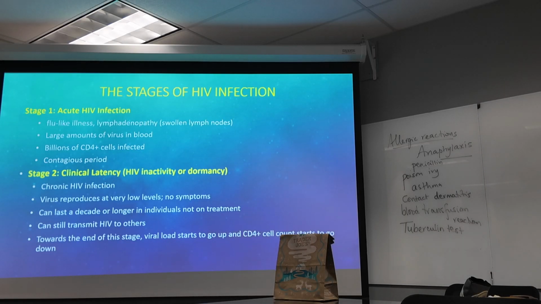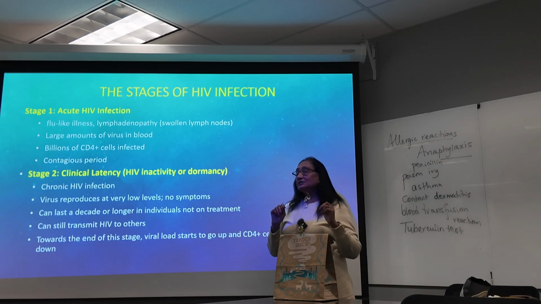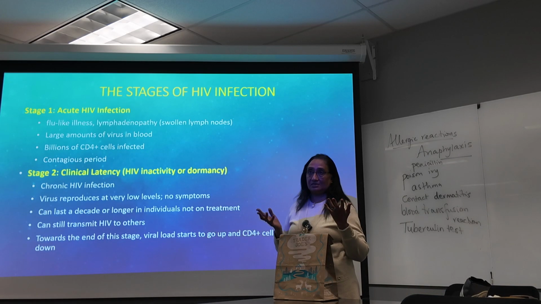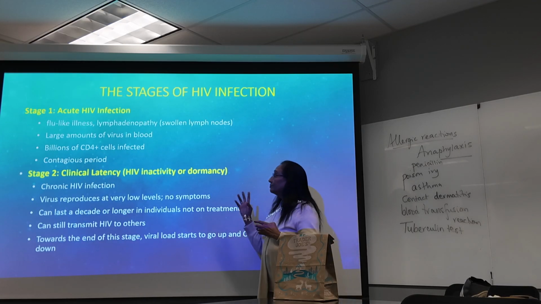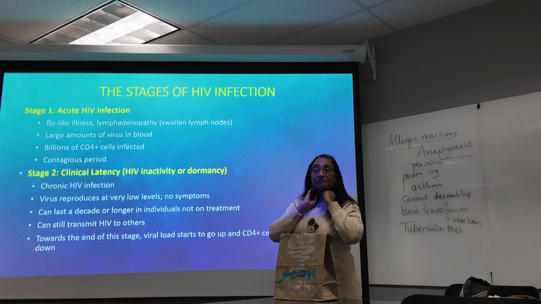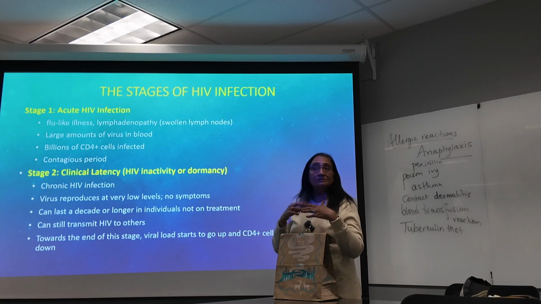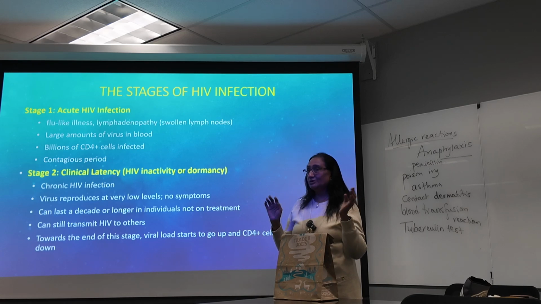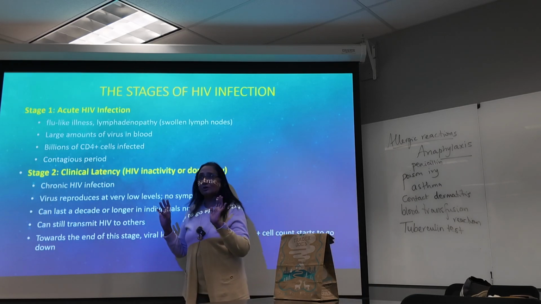So there are 3 stages to HIV. Stage 1 is the acute HIV infection. This is generally missed, okay? The person will have a flu-like illness, and maybe some lymph nodes may enlarge, but other than that, no other symptoms. Like fever and muscle aches, that's all.